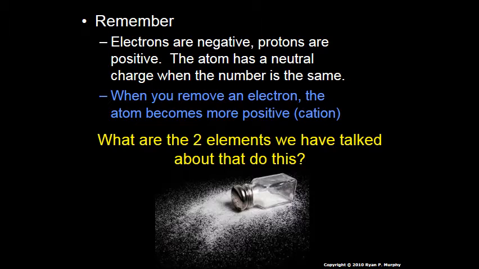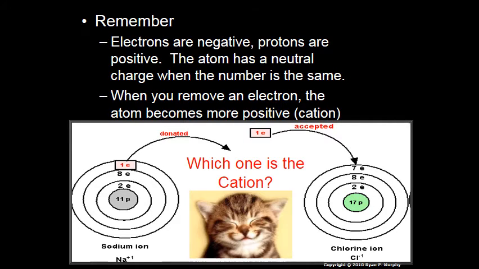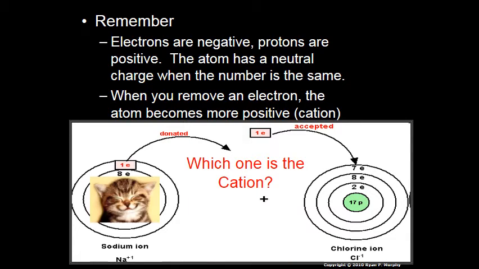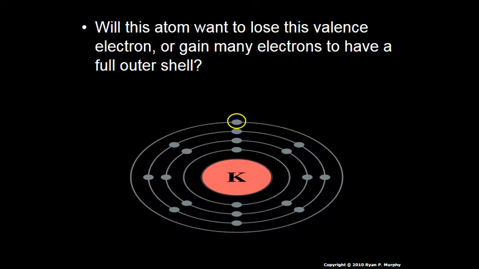What are the 2 elements we have talked about that do this? We've talked quite a bit about 2 specific elements that make the stuff that you see on the screen. Sodium and chlorine, right? This is going to be kind of the prime example of 2 elements that are involved in this type of bond, where one electron is donated to another atom. Which one's the cation? Yeah, you got it. This guy's the cation. So when you add an electron to the atom, it becomes more negative, an anion.